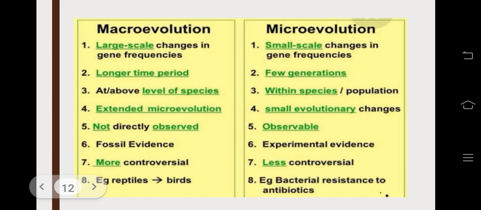Then microevolution: small scale changes in gene frequencies. Few generations within a species or population. Small evolutionary changes are observable. Environmental evidence: less controversial. Example: bacterial resistance to antibiotics.